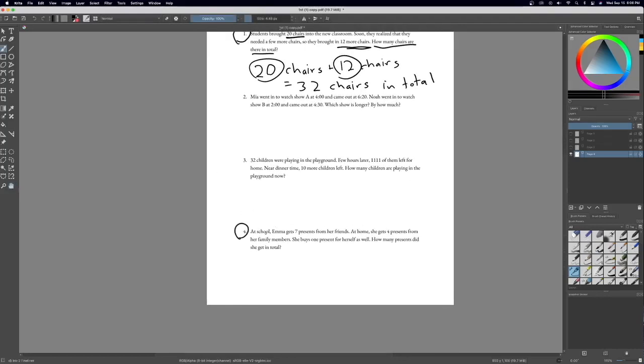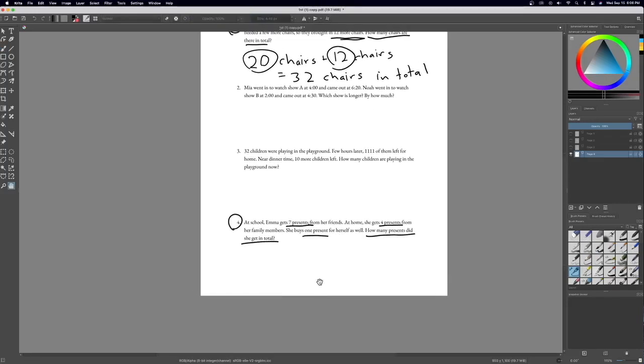Number 4. At school, Emma gets 7 presents, that's important, from her friends. At home, she gets 4 presents from her family members, and then she buys 1 present for herself as well. How many presents did she get in total? We see in total again, so we should immediately think of addition. Now, Emma has 7 presents from her friends, 4 presents from her family members, and 1 present that she just bought for herself.